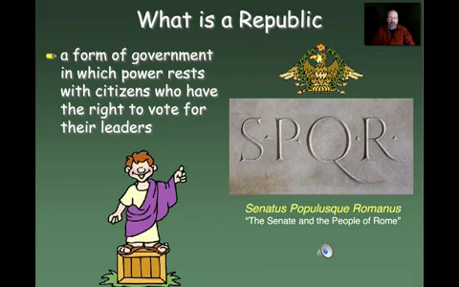In ancient Rome, the idea of SPQR, which were the Latin letters for the phrase Senatus Populusque Romanus, basically meant the Senate and the people of Rome. So this is the type of government that we trace our heritage back to. We basically inherited a republican form of government from ancient Rome.